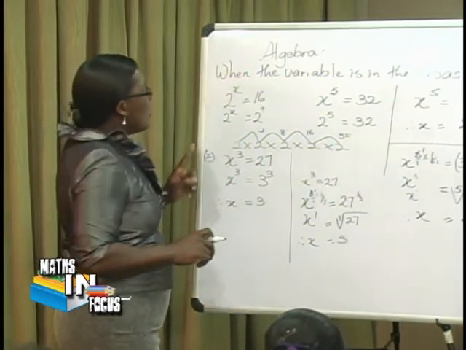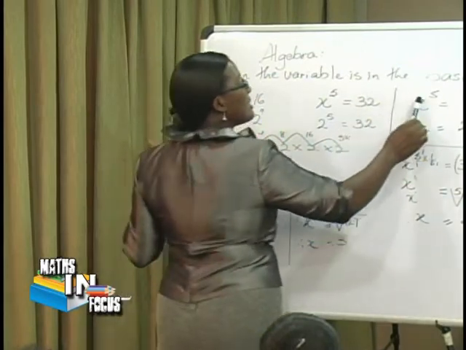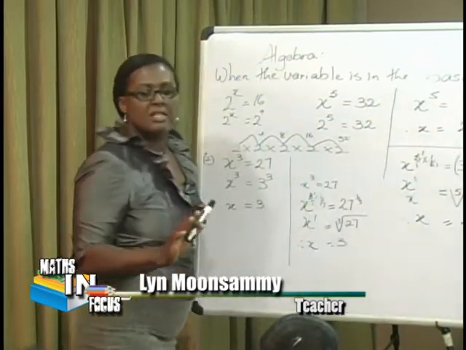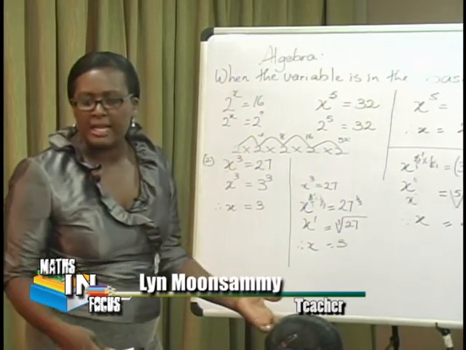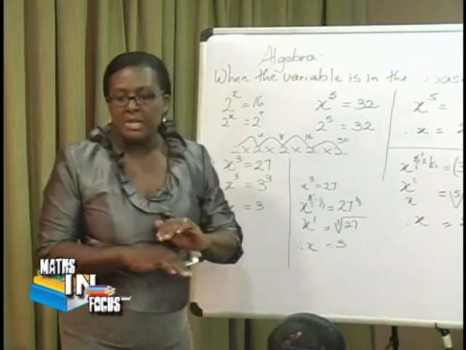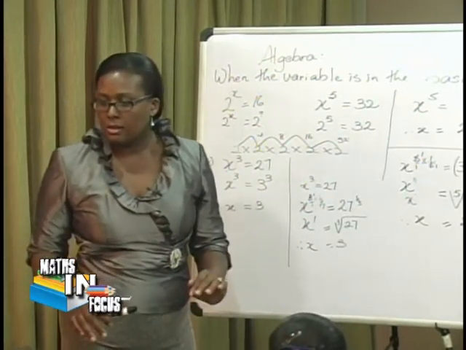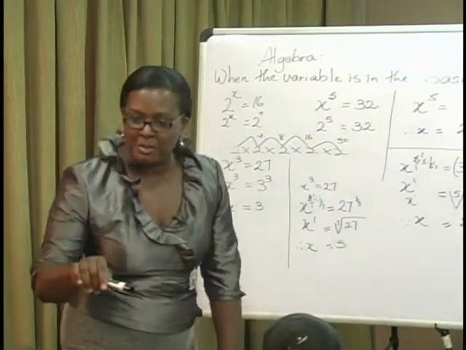When the variable is in the base, you make sure that the powers are the same. And there are several ways in which you can approach the solution of an equation like that. As long as the powers are the same, you simply equate the bases. Okay? It's very simple. You see why you're going to love mathematics?